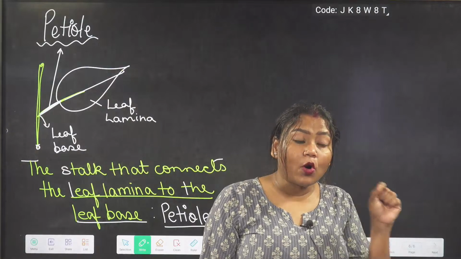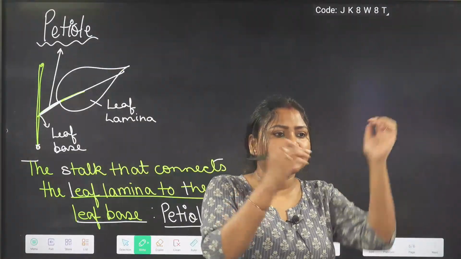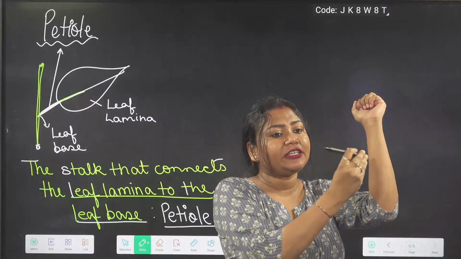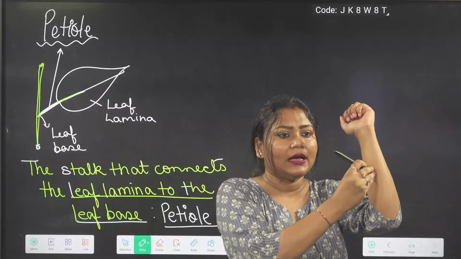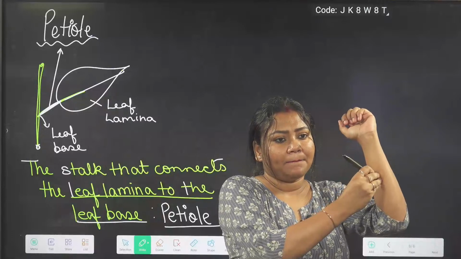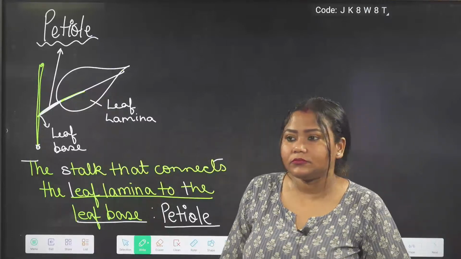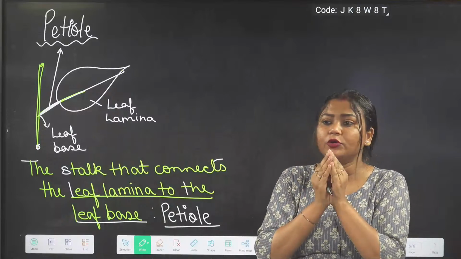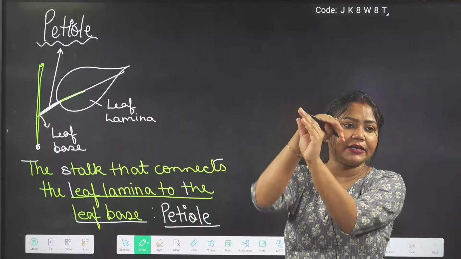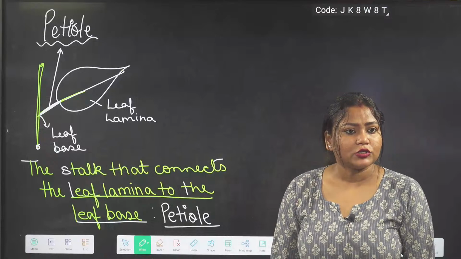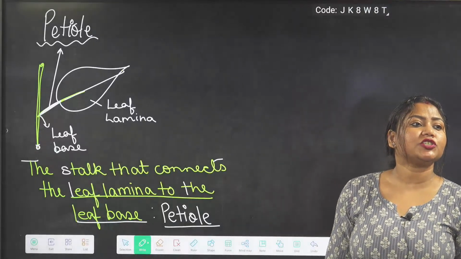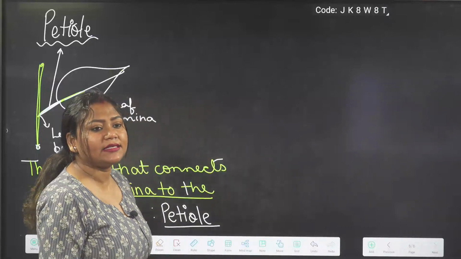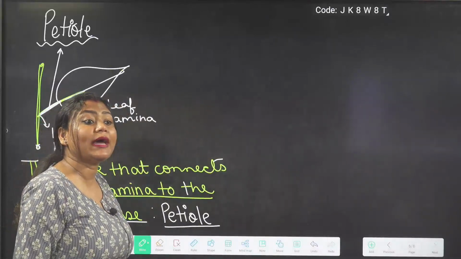No, node is the point from where it is arising. Now suppose this is the node. Leaf is arising from here. So which part of the leaf will touch the node? It is the leaf base only, na? Okay? Bud is already protected by sepals. So stipule is not the primary thing which is protecting the bud. Okay, so the stalk that connects the leaf lamina to the leaf base is known as petiole.